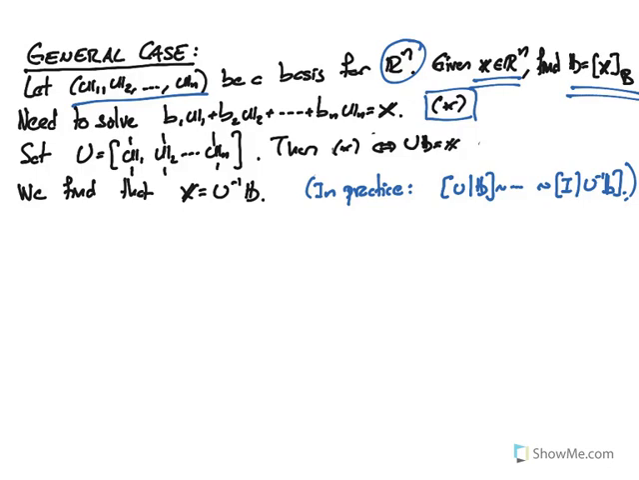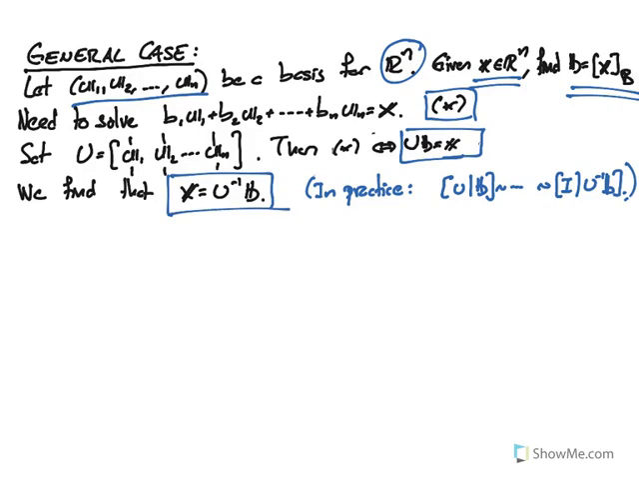It has a square coefficient matrix, which is the matrix U, whose columns are formed by the vectors u1 up through un. Because then I can write this system star as simply Ub equal to x. And the solution is, of course, b equals U inverse times x.